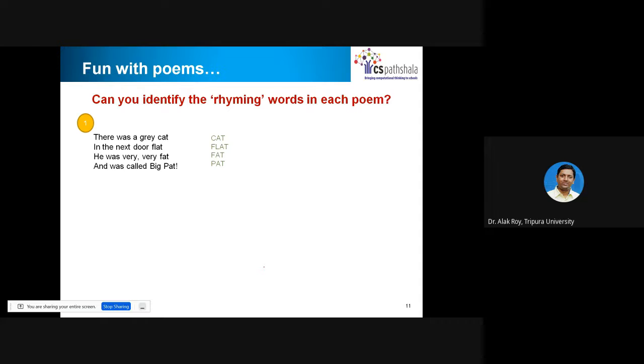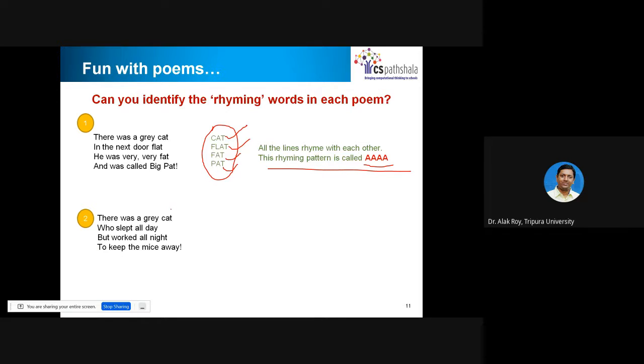Let's take the same example that we used in the last class also. Like, there was a gray cat in the next door flat. He was very fat and was called Big Pet. So if you see the last words, cat, flat, fat, pet, there is a pattern of type A. Okay, consider this as sound A. So similarly, it is sound A, a similar sound. So all the lines rhyme with each other. The rhyming pattern is called AA.